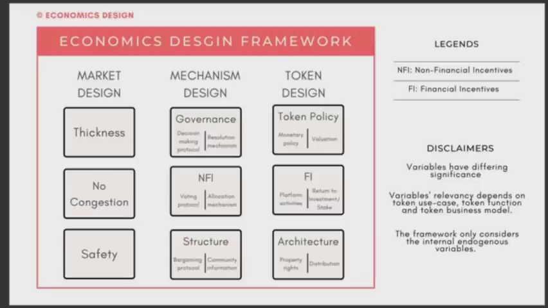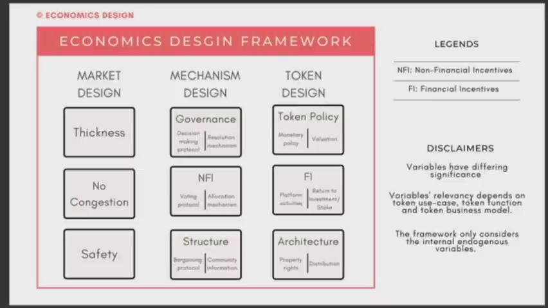I just want to end with a disclaimer. The variables have differing significance. I know it shows a few variables over here, and for some projects, thickness might be more important and no congestion not so interesting. Or for some projects, non-financial incentive is super important, and architecture is not so important. So this is not a one-size-fits-all model. It's just a framework, and you pick and choose the variables that are relevant, and the relevance will differ. So not every variable is equally relevant.